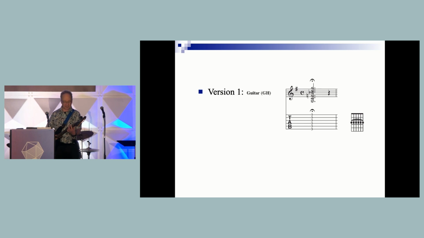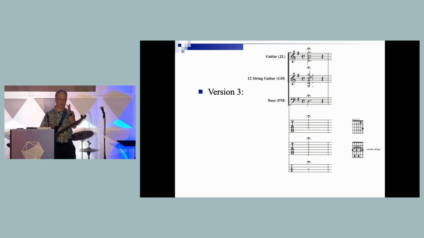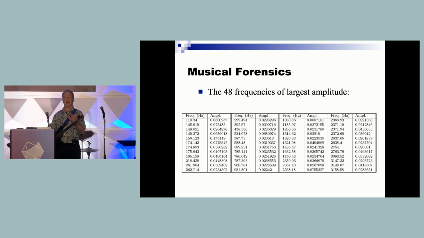There are various ways the guitar chord is written in transcriptions. That's one, not so good. That's another one. And here's one transcription that has all three Beatles. How do you decide? Well, I thought, what about using mathematics to decide? You can use Fourier transforms to decompose the opening chord into its constituent pure tones. So I got a beautiful picture, which is this table of the 48 frequencies of largest amplitude.